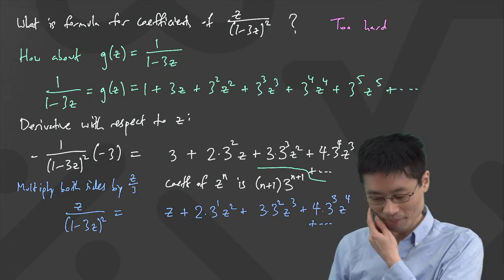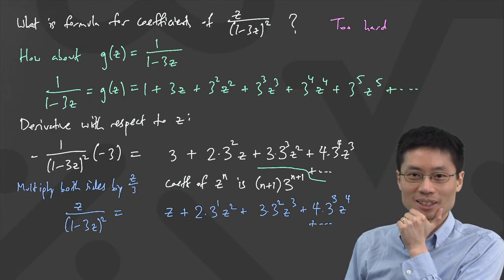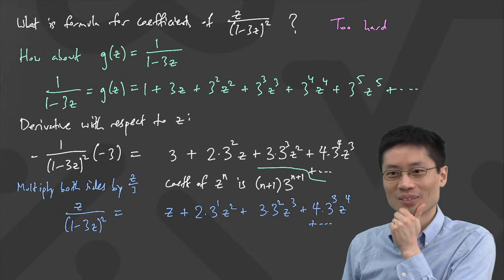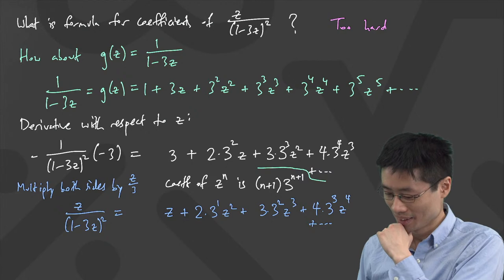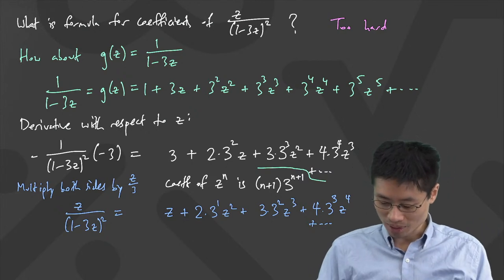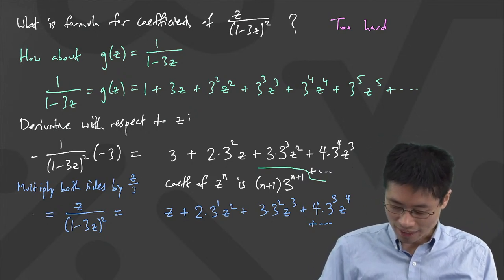Okay? Interesting. Does this make you happy? What are we trying to do? We're trying to find a sub n, aren't we? But remember, this whole thing was my generating function. That's f of z.